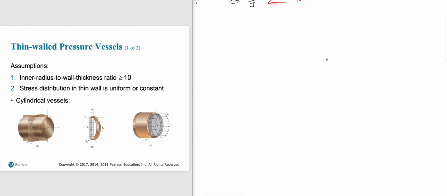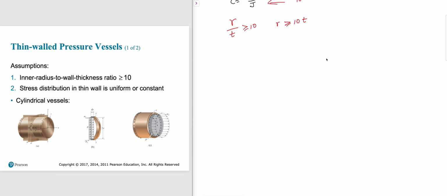That means the radius over the thickness, right? If R over T is greater than or equal to 10, so radius is 10 times thickness, we can say that it is thin.